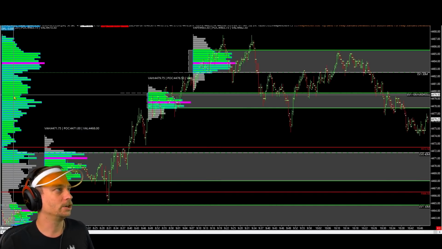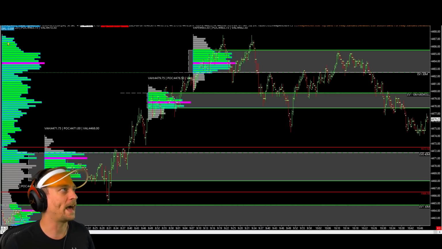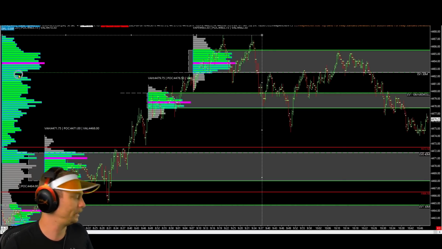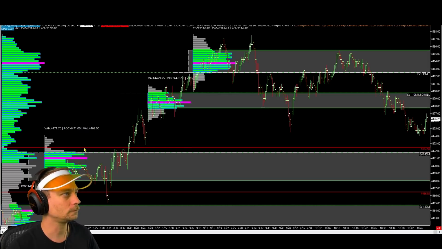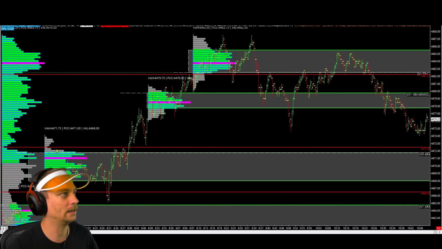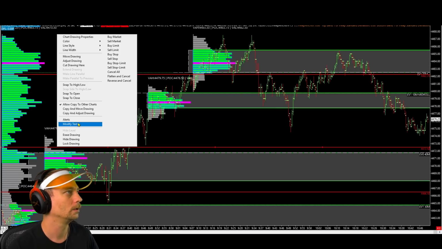Okay, and here's the overall structure. We know that at this point in time, there's a low node right here. I'll copy and adjust this since it's red. We're going to kind of highlight where the most low nodes are.